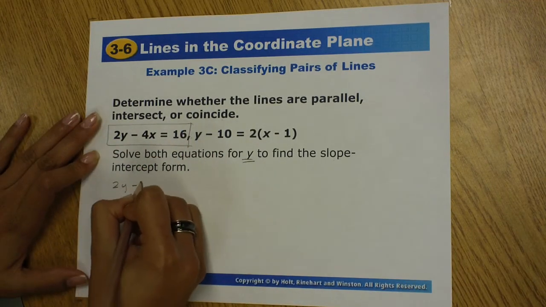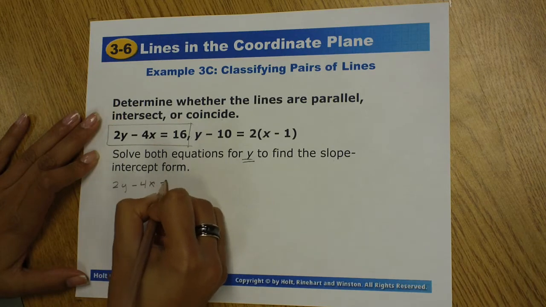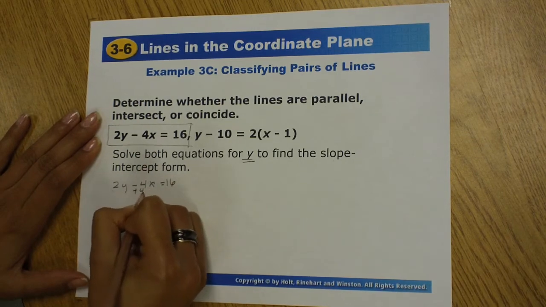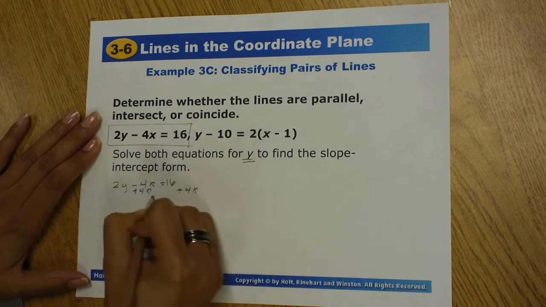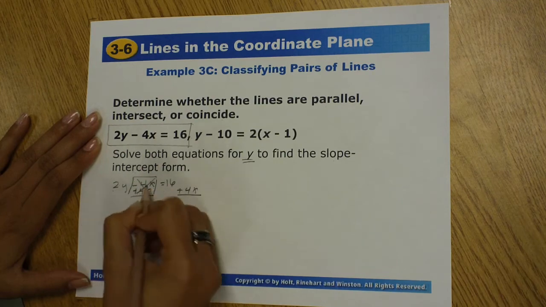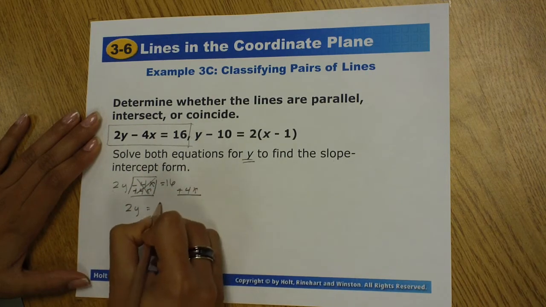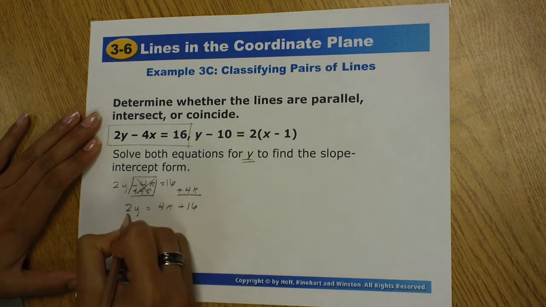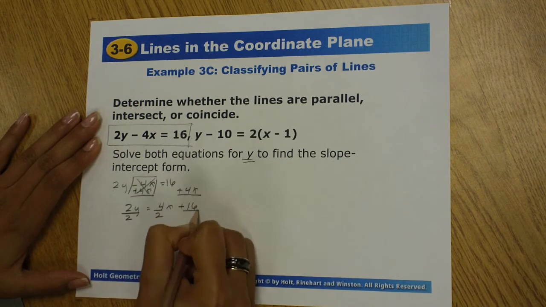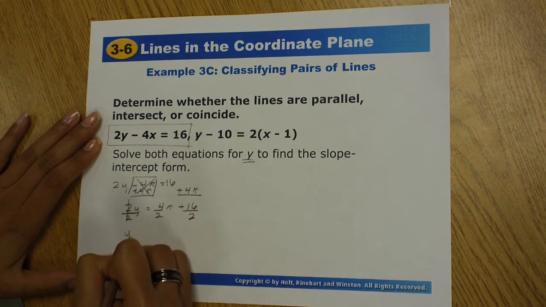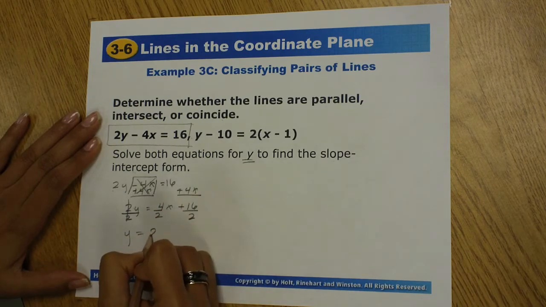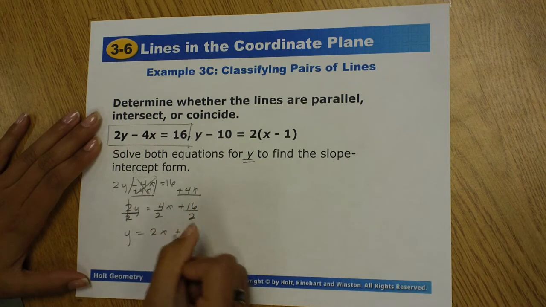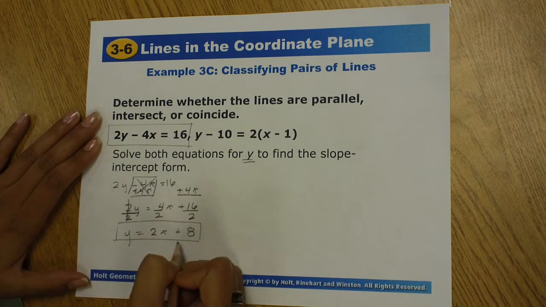I have 2y minus the 4x equals 16. We're solving for y, so we're going to add 4x to both sides. This is gone. I've got the 2y equals. I'm going to put the 4x first so it looks like slope-intercept form. And we need to divide everything by 2 to get the y by itself, isolating the variable that we're looking for. So I reduced each one of those fractions. I get y equals 2x plus 8.